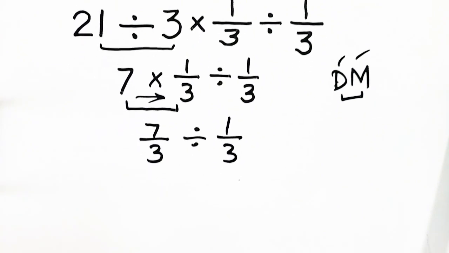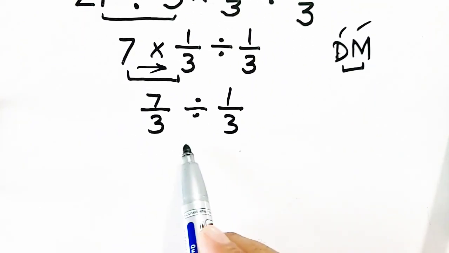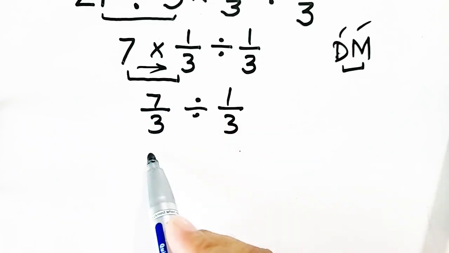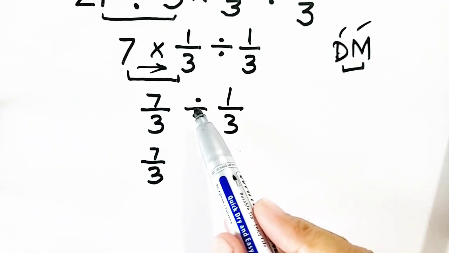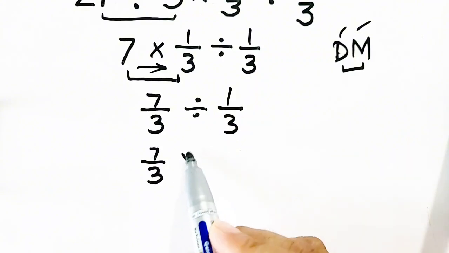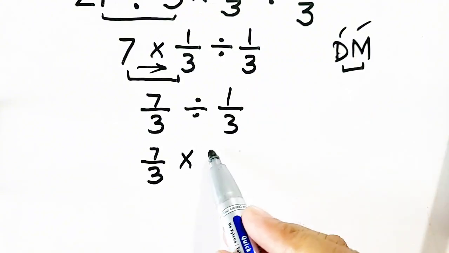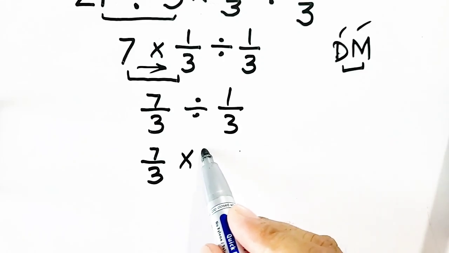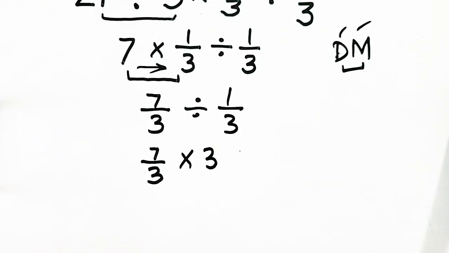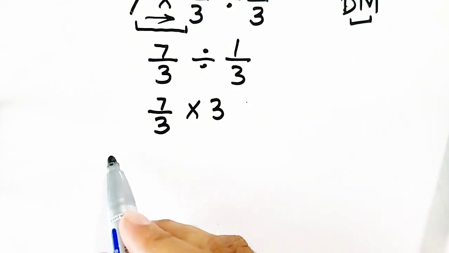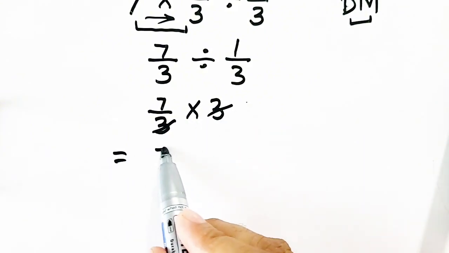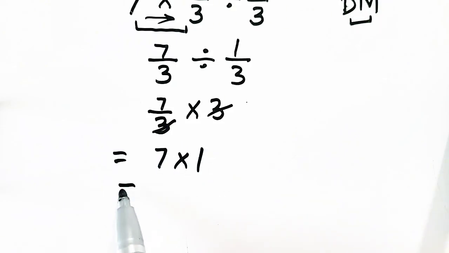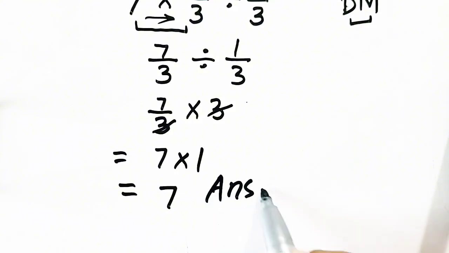Now we have to apply KCF or CCF, which means 7 by 3 is kept itself. Division is changed into multiplication and 1 by 3 is flipped. So 1 by 3 is flipped, it will become 3. Now there is a little bit of cancellation, so 3 is cancelled with 3 and we have 7 times 1, which is equal to 7. Hence, 7 will be our answer.